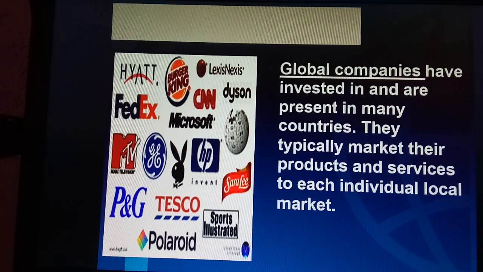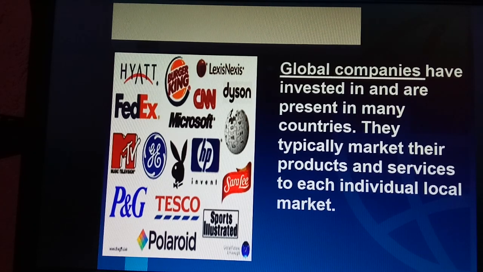Then we have global companies, on the other hand, which have invested in and are present in many countries. They typically market their products and services to each individual local market. So they are engaged in both localization and the products that are produced within their country, so that these are also present in the countries where they have investments.